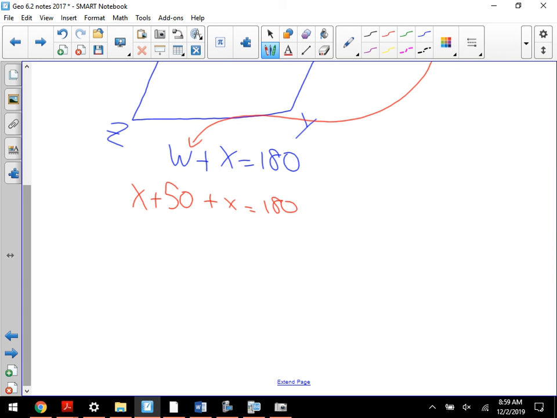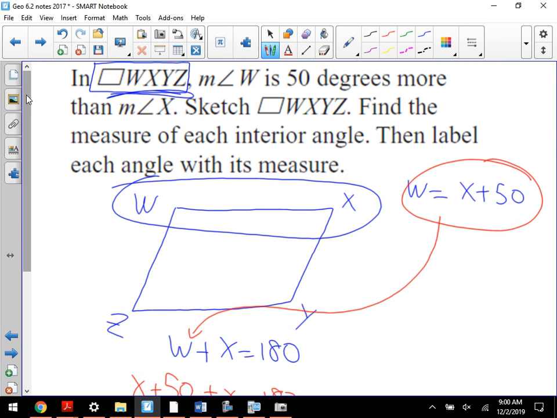So what's x plus x? Because back here, it says W is 50 more than x. So this is what's called substitution. Wherever I see one, I can rewrite it as another, since two things are equal.